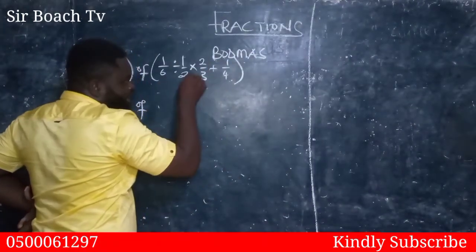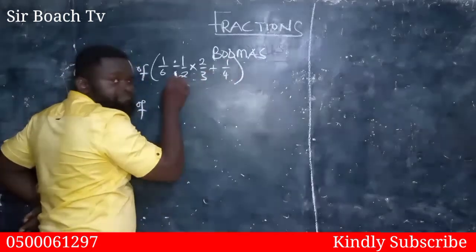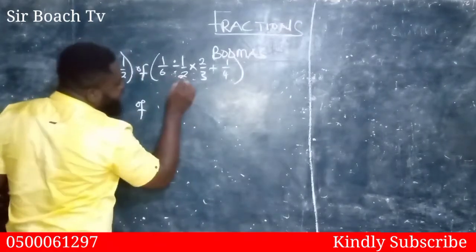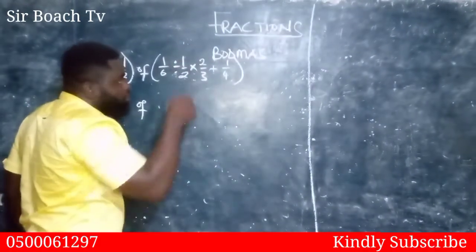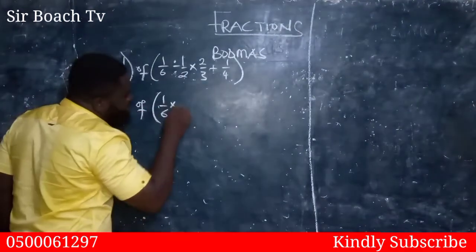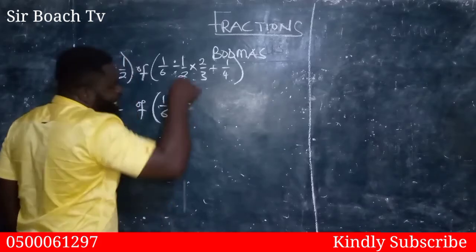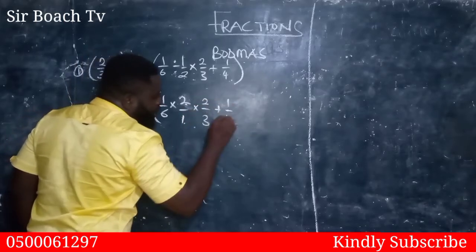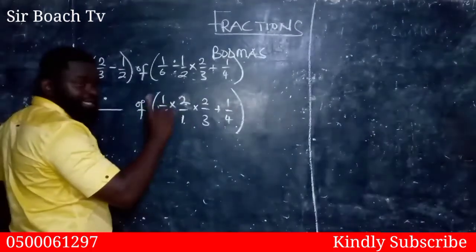So B, we are in this bracket. Now "of", there's no "of" here, but we have division here. So we'll tackle the division first. Now how do we tackle division? We reciprocate the term close to the division, then we change it to multiplication, then we multiply. So it becomes 1 over 6 times 2 over 1. I have reciprocated it. Times another 2 over 3 plus 1 over 4. Like that.